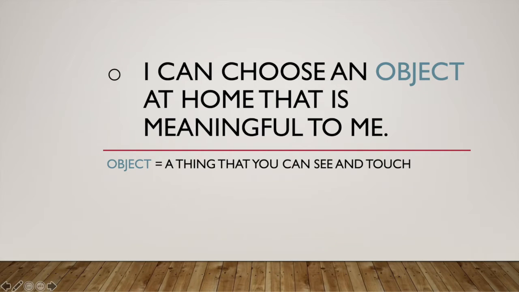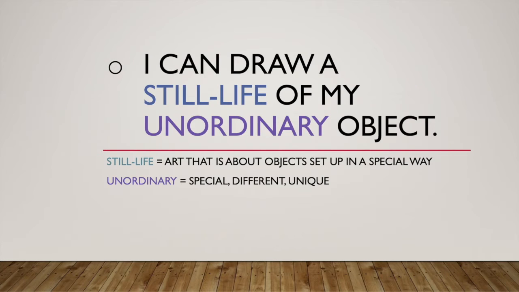Our learning targets for this project are: I can choose an object at home that is meaningful to me. An object is a thing that you can see and touch. Our second learning target is I can draw a still life of my unordinary object. A still life is art that is about objects set up in a special way. Unordinary means special, different, or unique.